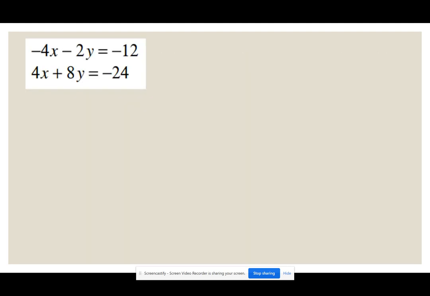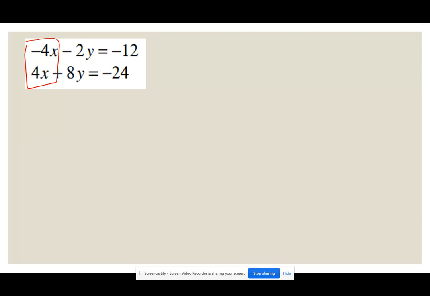So looking at these ones here, you can see they are in standard form. They are not in y equals mx plus b form. And I see zero pairs. I see 4x and 4x. So I'm going to go ahead and put a box around them. And I'm going to look at their signs. Are they the same sign or are they different signs?